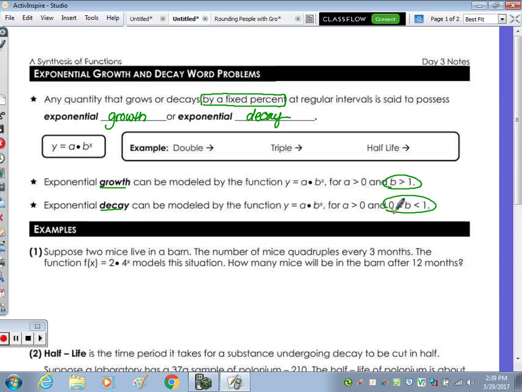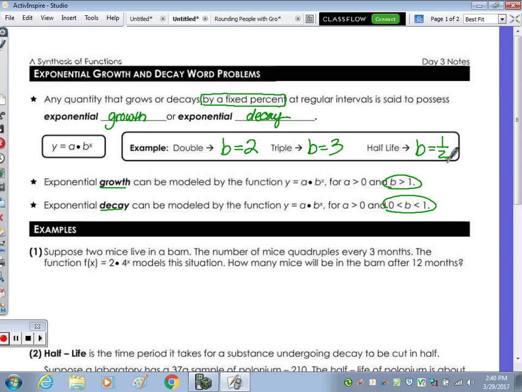It is going to increase, because the B value is a positive number. It's greater than 1. But what's going to be happening with your Y values, Sarah? They're going to be doubling. So when you see doubling with your Y values, that means your B is 2. If you see the Y values tripling, that means your B value is 3. Half-life, your B value is 1/2 or 0.5.